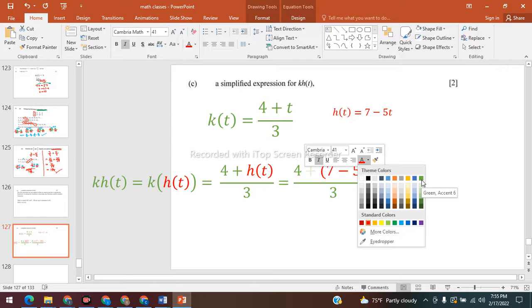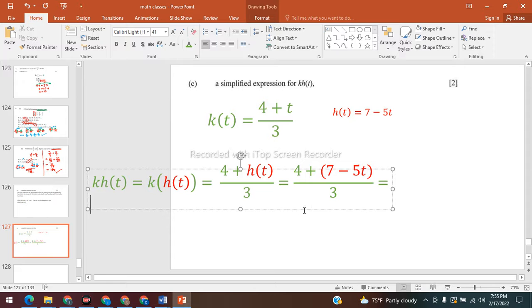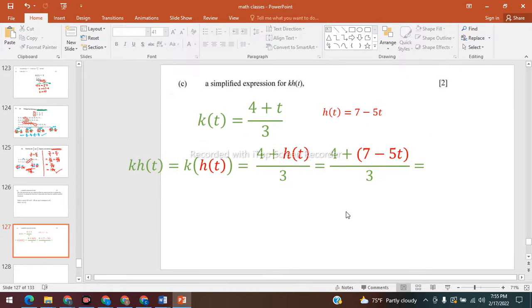Mr. Petit, I have a question. If you just put equal and then put the h of t over 3, would that be wrong? Or do you have to show the h of t and then show what it is when you change it? It wouldn't be wrong.